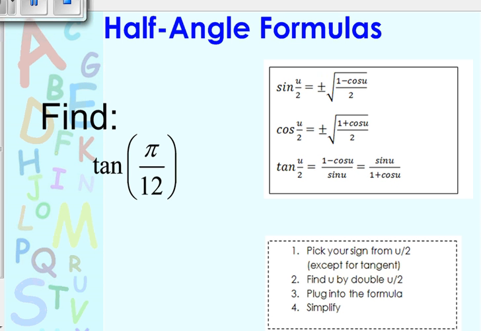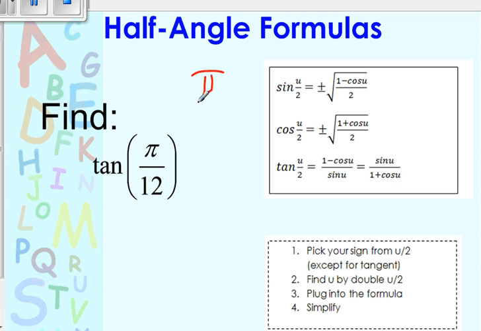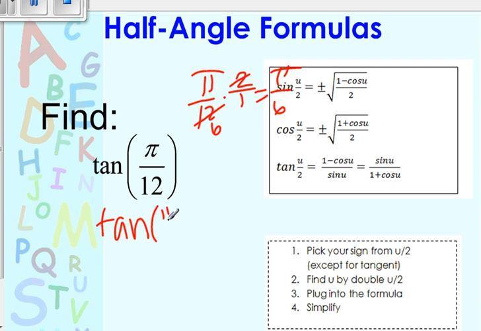All right, this time we're doing it for pi over 12. Okay, this is also in the first quadrant. You double pi over 12, you're at pi over 6, right? Because pi over 12 times 2 over 1, right, we get a 6 on the bottom, sorry. So we're just getting pi over 6 there. Okay, so we're taking tan of pi over 6 over 2.